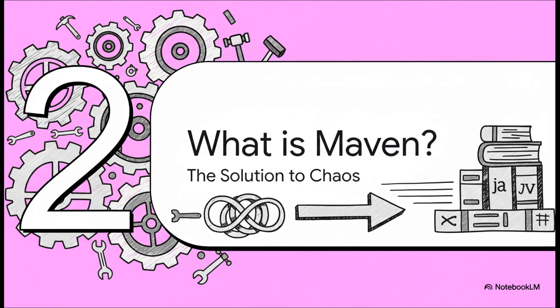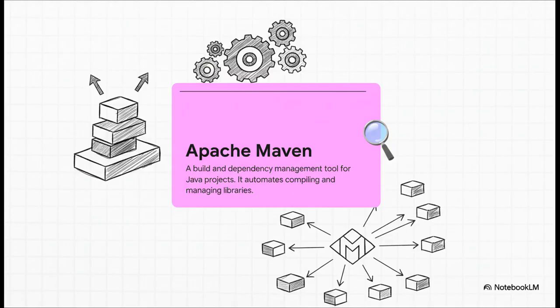And this is where our hero, Apache Maven, steps onto the scene. It was literally created to solve all of this build and library management chaos for good. So, what is Maven really? At its heart, it does two critical jobs. First, it's a build tool, which means it automates the whole process of compiling your code, running tests, and packaging it up. And second, it's a dependency management tool, which is a fancy way of saying it automatically finds and downloads all the external libraries your project needs.